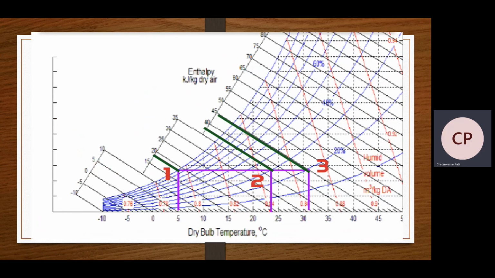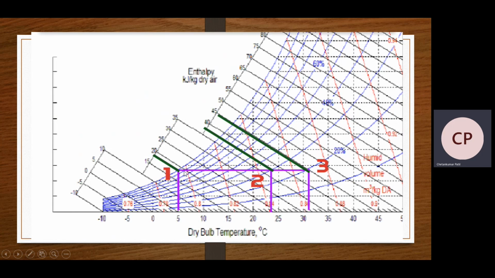Now we will find out what the enthalpy is at points 1, 2 and 3. If we observe here, the enthalpy is given in kilojoule per kilogram of dry air. So on these inclined lines, this is the enthalpy. Now from these inclined lines, there are continuous straight lines that we can see clearly. So we have to take the parallel lines passing through the selected points.